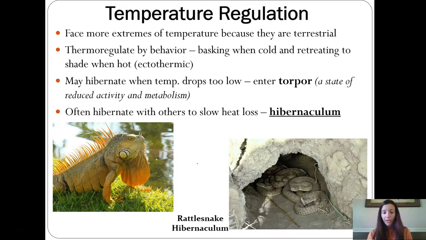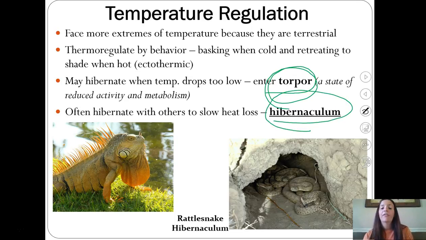And in terms of temperature regulation, which I'm sure you're well aware of from being in the classroom, reptiles are able to live in much different environments than amphibians due to not having to depend on water, but they also have to depend on temperature. So they thermoregulate by behavior. If it's cold, they're going to bask in the sun, and if it's hot, they're going to go in the shade. They can also hibernate when the temperatures drop too low, and they go into something called torpor, which is reduced activity. It's kind of like hibernation. And when they do hibernate, they often do this with others. There are rattlesnakes that have often been seen in the area, and they go into a hibernaculum, which is where all of them hibernate together to regulate heat.